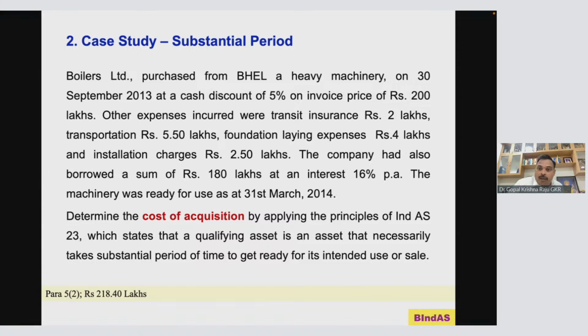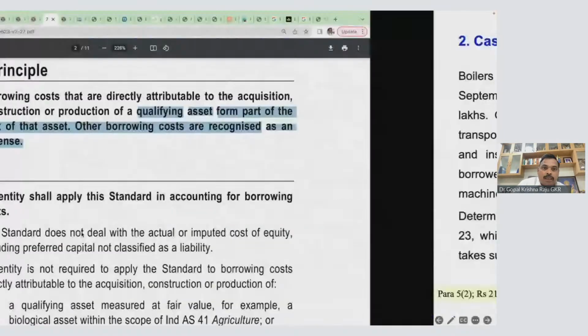Good. Now the company had also borrowed a sum of 180 lakhs at an interest rate of 16%. So now this is your cost. You borrow 180, add your own money, and you pay 204 lakhs, with borrowing at 16%. The machinery was ready for use on 31st March 2014. I bought on 30th September. The company had also borrowed a sum. Determine the cost of acquisition by applying the principles of IndAS 23. Now I am taking you to IndAS 23.